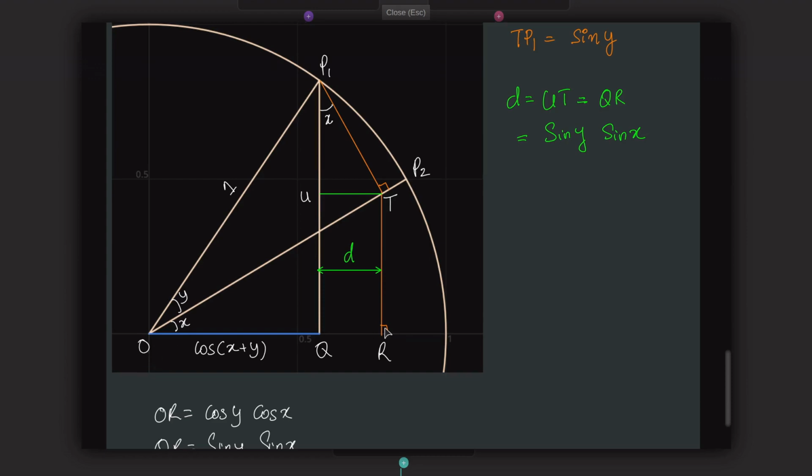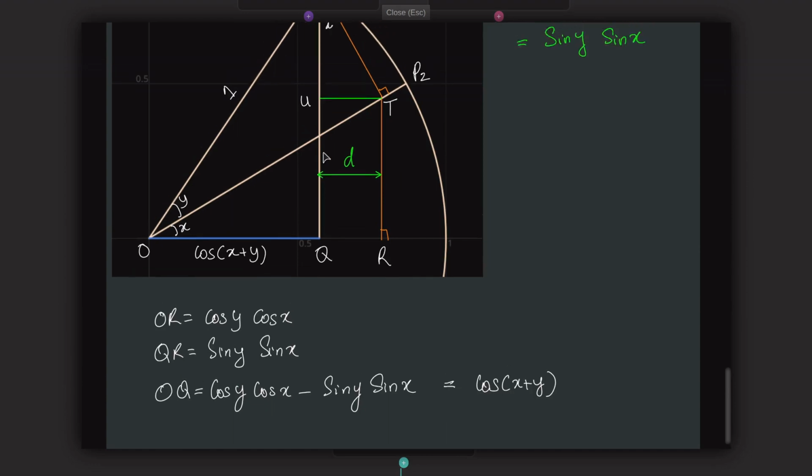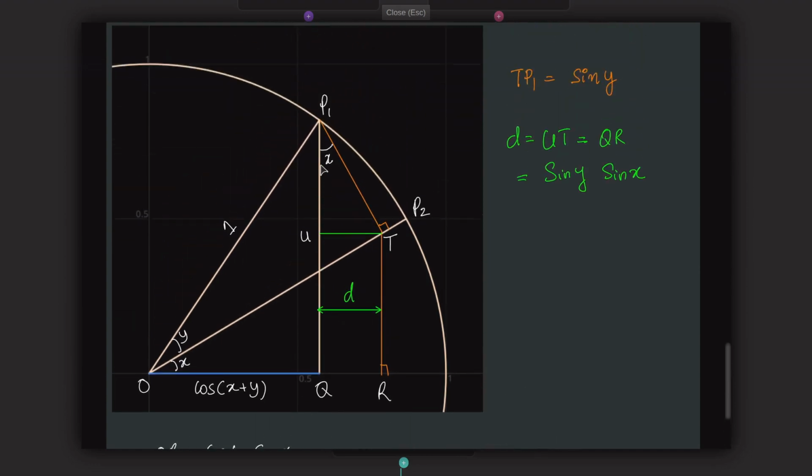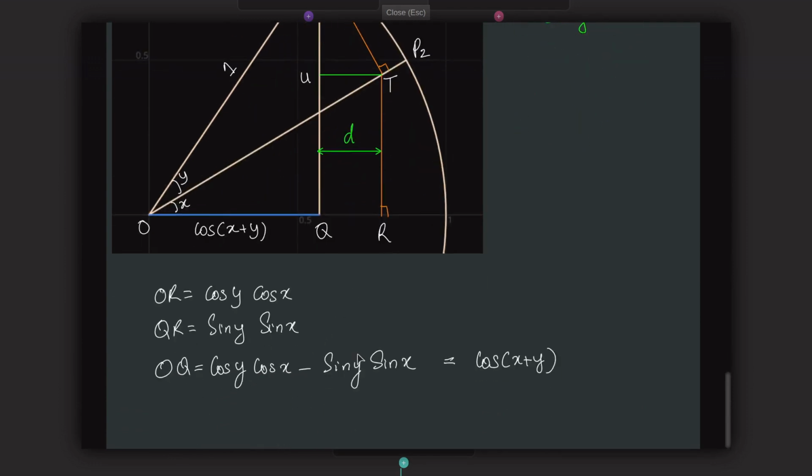Now this proof is somewhat limited because we took all the angles in the first quadrant, and we don't really know how it's going to get generalized for other quadrants, so this is limited, but the proof is a lot more visually appealing. Just by looking at the diagram itself, we can say that this is cos y cos x plus, not plus, minus sine y sine x.